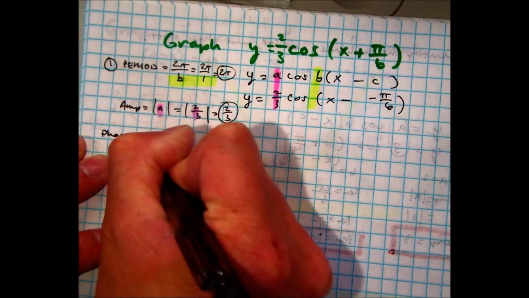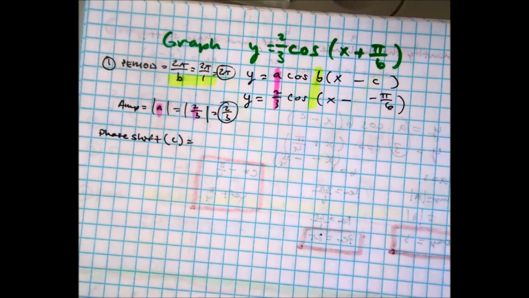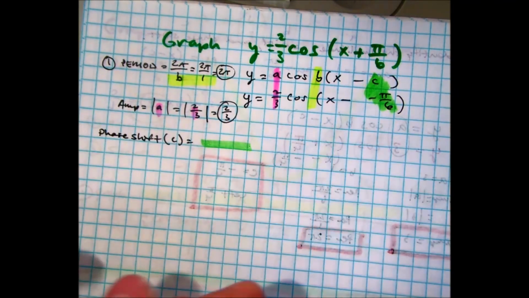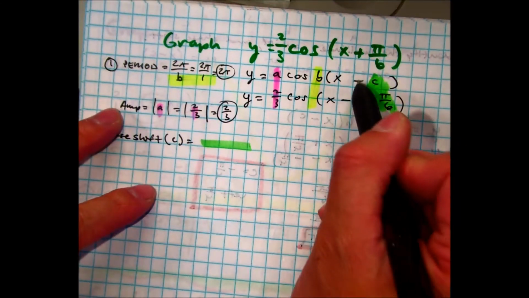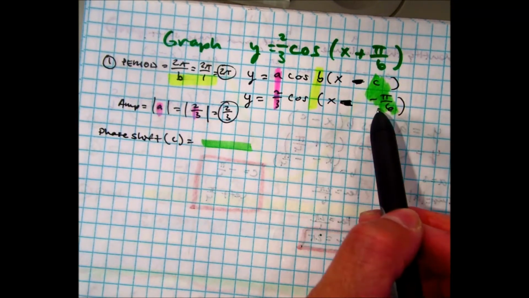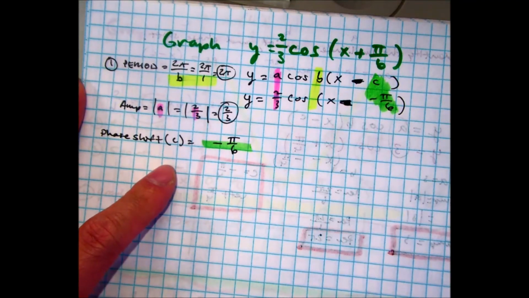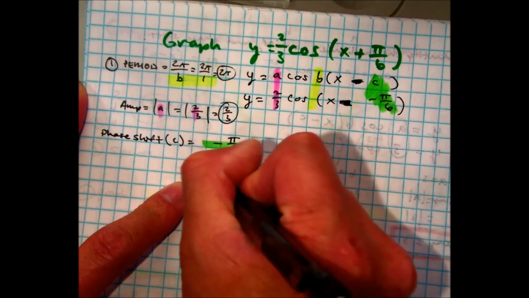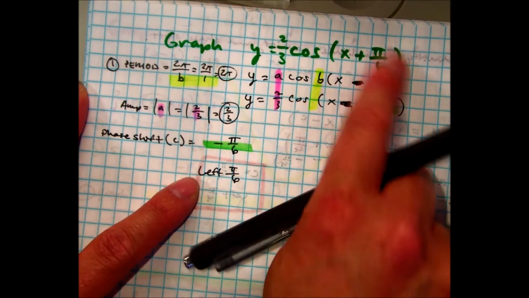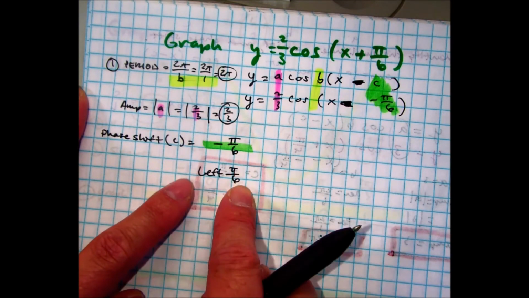Phase shift, which is our c value. What's our c value, class? Negative pi over 6. Remember, the formula must have a minus sign, and that's why we changed our plus sign to a minus negative. So I have negative pi over 6. Class, which direction are you going? Left, pi over 6. Remember my silly phrase? Add to x, go west. You're going west pi over 6. Your c value is negative pi over 6, and you're going to shift it over pi over 6.